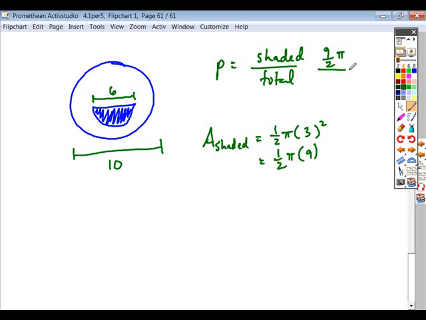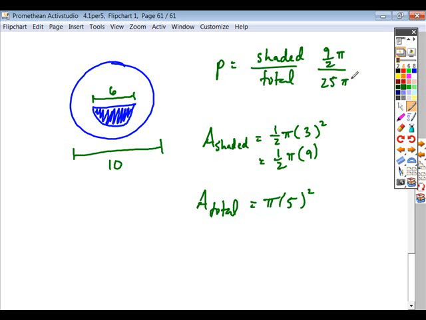And then our total would just be the area of the whole circle. The shaded and unshaded combined just fits that whole outer circle. So the total circle is going to be pi times r squared. Well, what would the radius be? That one would be 5. And so you get 25 pi here.